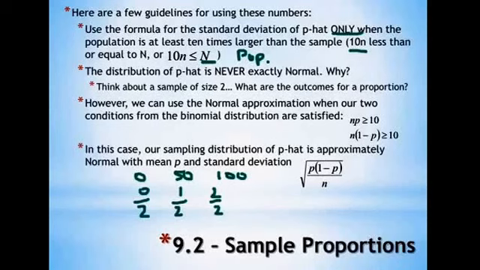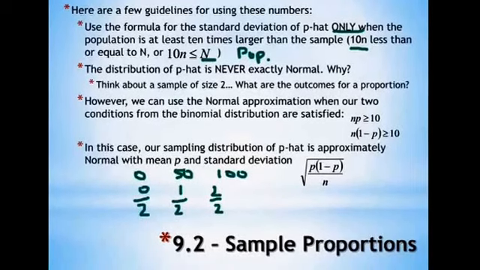However, we can use the normal approximation when our two conditions from the binomial distribution are satisfied. Remember, n times p has to be greater than or equal to 10, and n times 1 minus p has to be greater than or equal to 10. In this case, our sampling distribution of p hat is approximately normal, with a mean of p and a standard deviation of the square root of p times 1 minus p over n.